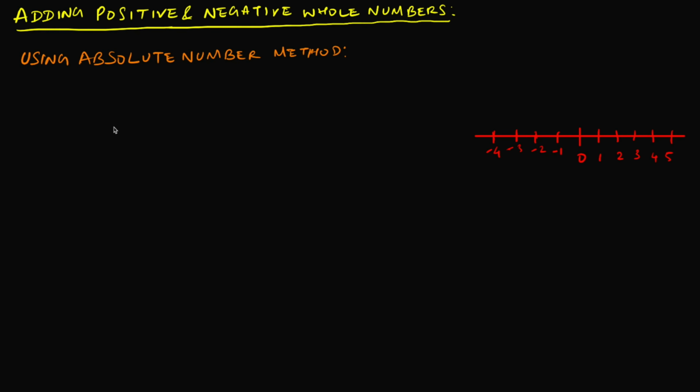In this video, we're going to look at adding positive and negative whole numbers using the absolute number method. First, we'll see what we mean by absolute number.